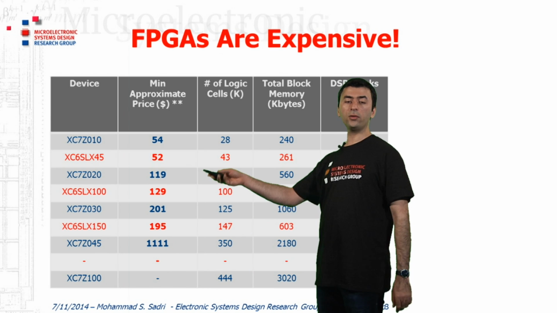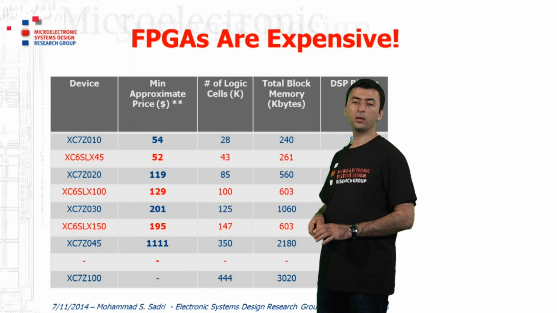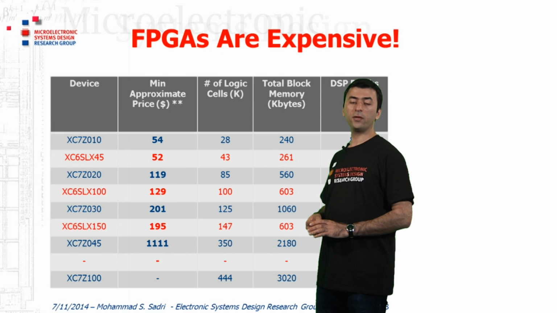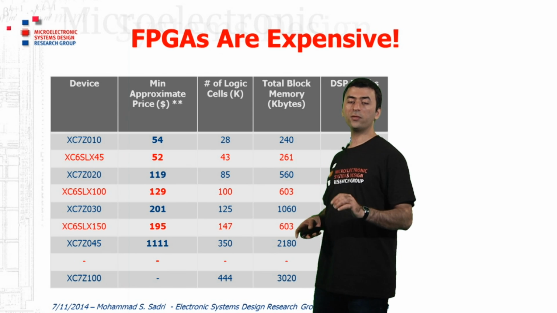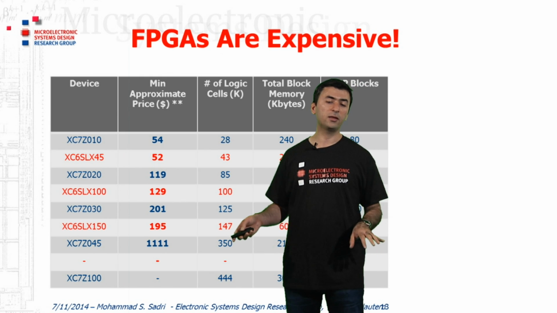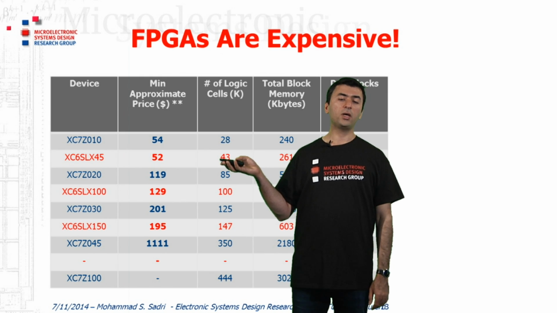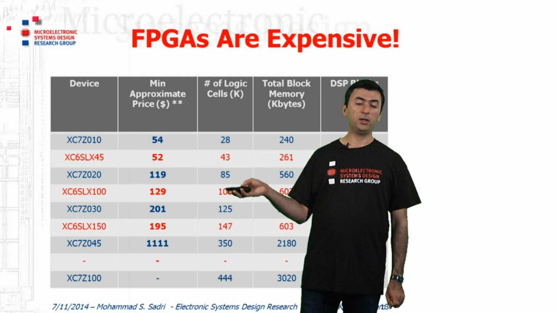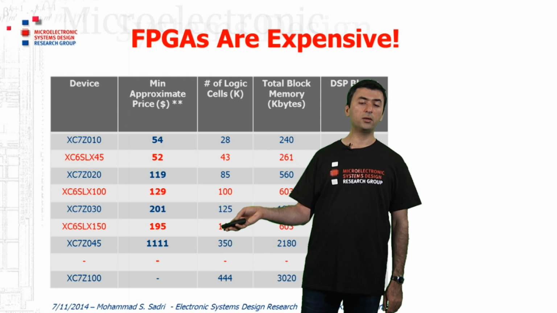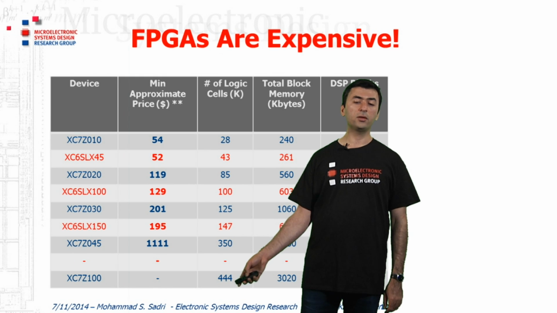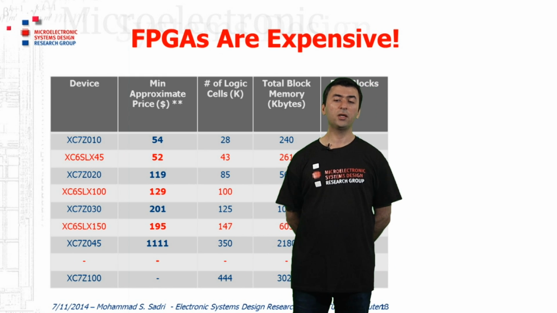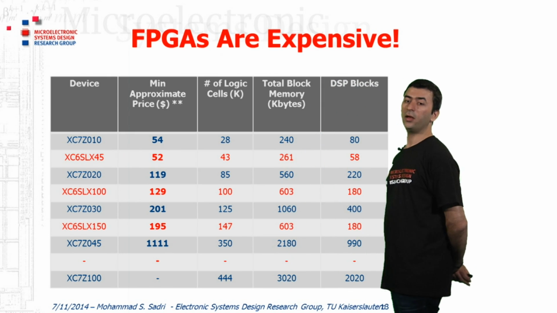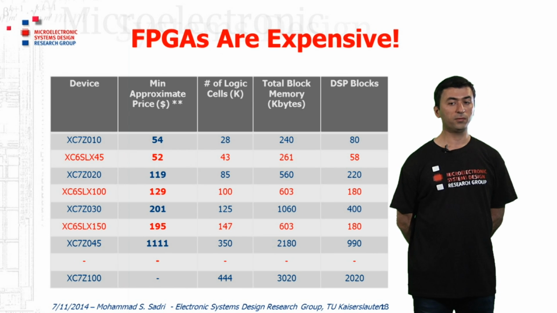And in the second row, I'm listing, in fact, the prices for these devices. The smallest price that I found in DigiKey at the time of this presentation, you can see this $54 for the smallest ZYNQ device. Then for the next one is 119, 200, 1000, and I didn't find any price for the biggest Xilinx ZYNQ device. As you see, the Xilinx ZYNQ devices, they are very expensive.